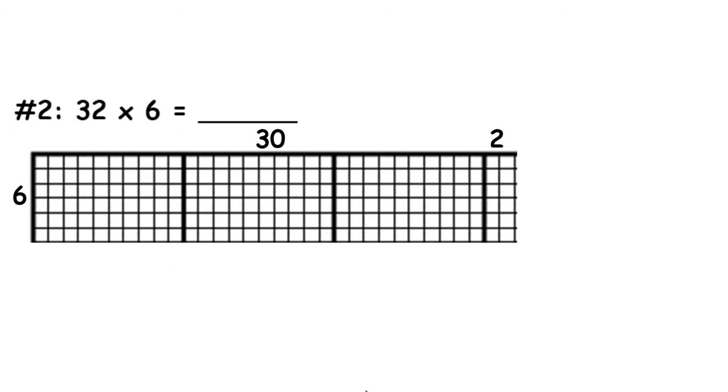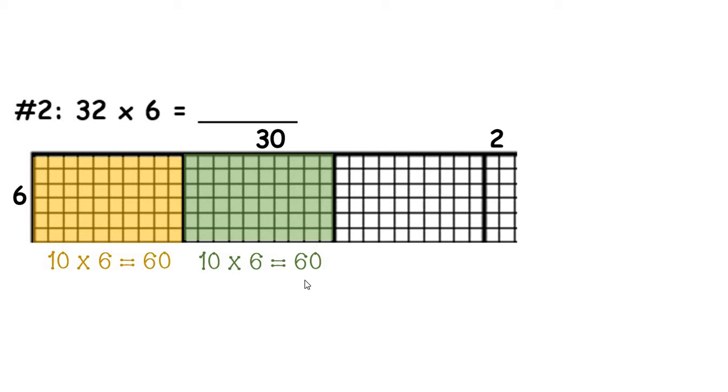Our second problem is 32 times 6. And again, 32 times 6 means there's 32 in each row. 10, 20, 31, 32 in each row times 6. So we'll break that apart into smaller sections. The first group here is 10 in each row times 6 rows gives me 60. The second section is the same thing, 10 times 6 is 60. We have a third section here, 10 times 6 is 60.